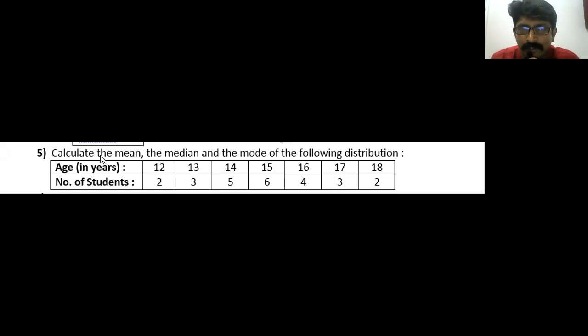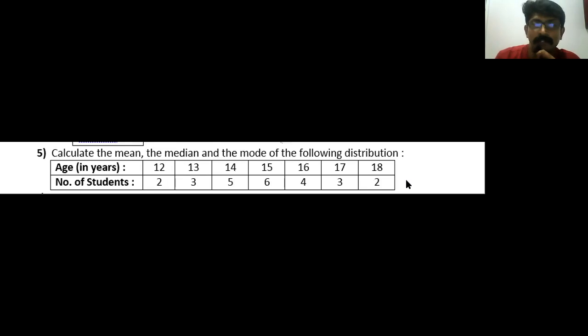So calculate the mean, median, and mode of this particular data. Now, what does this data say? Age in years, it's given as 12 years, there are 2 students. 13 years, there are 3 students. 14 years, there are 5 students, and so on. And now what do I calculate? We have to calculate 3 things: one, mean; second, median; and third, mode.